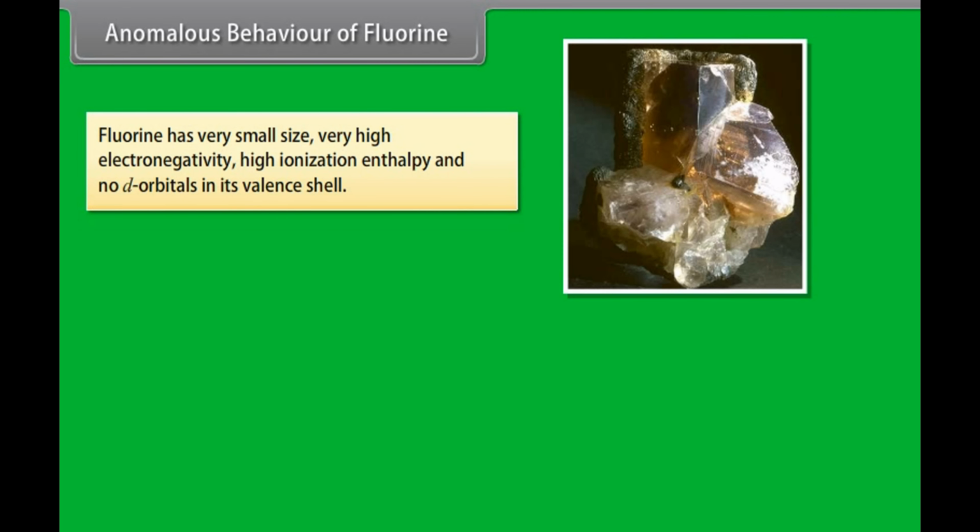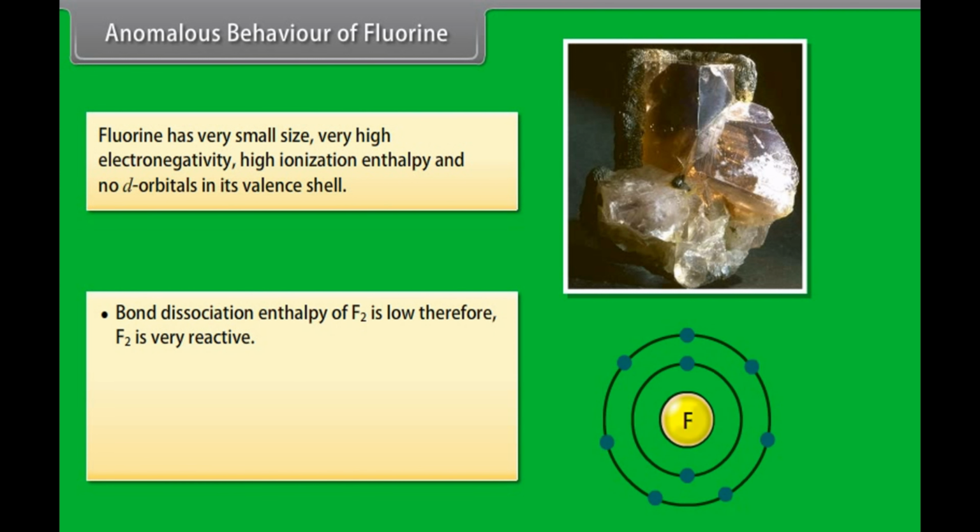Anomalous behavior of fluorine. Fluorine has very small size, very high electronegativity, high ionization enthalpy, and no d orbitals in its valence shell. It exhibits some different behavior from other elements in the following ways. Bond dissociation enthalpy of F2 is low. Therefore, F2 is very reactive. The compounds of fluorine have maximum ionic character.